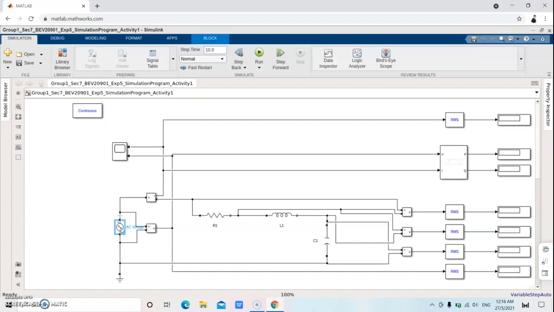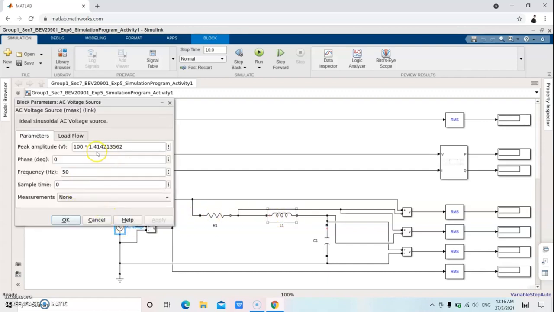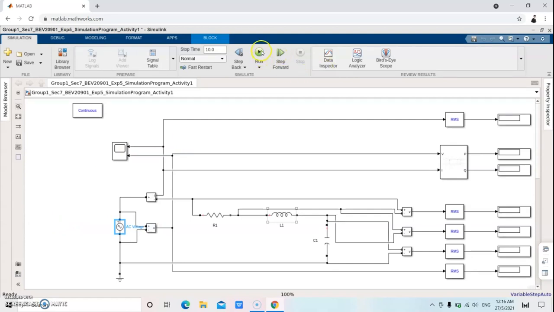to the lab sheet given, which is Table 1, and we set it to 10, and we need to multiply by the square root of 2, which is 1.414213562, and we set the frequency to 50. Okay, wait a while, I do the setting first. Okay, after that we press OK, and we start to simulate it.